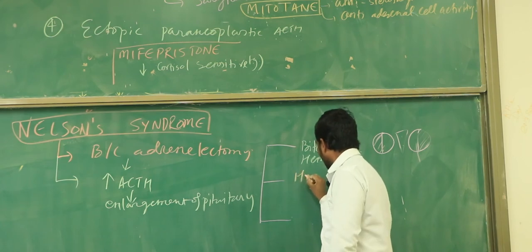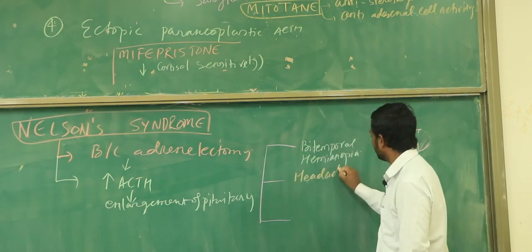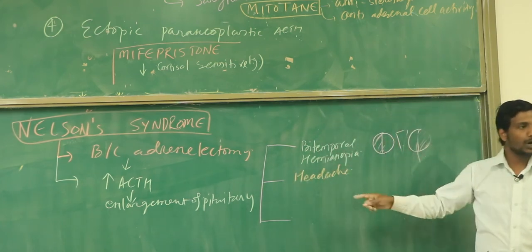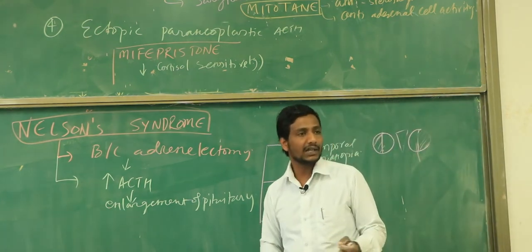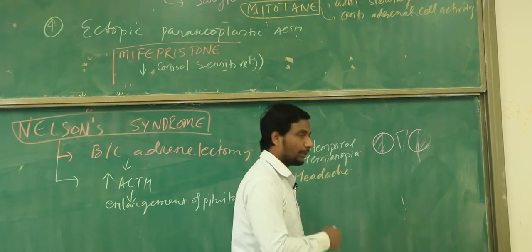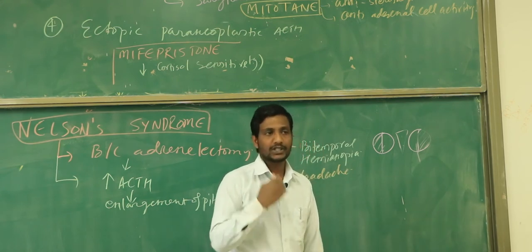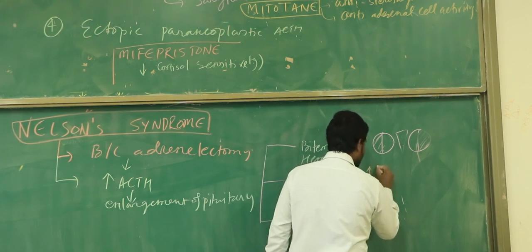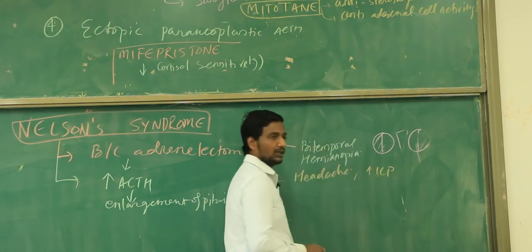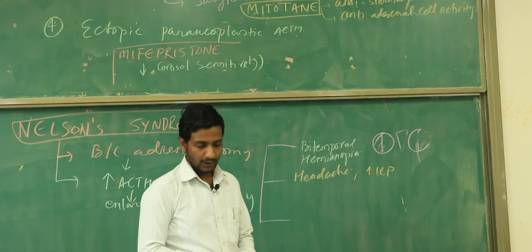Second thing, if there is a very big tumor, an adenoma in the head, then the patient is going to develop what? Headache. Sometimes they may even have the signs and symptoms of increased intracranial pressure. For example, there may be vomiting also, projectile vomiting, right? So there may be headache or features of increased intracranial pressure. All these features can happen in this person.